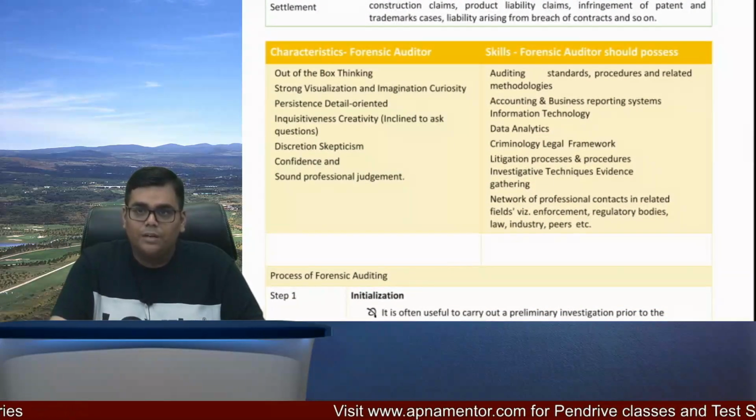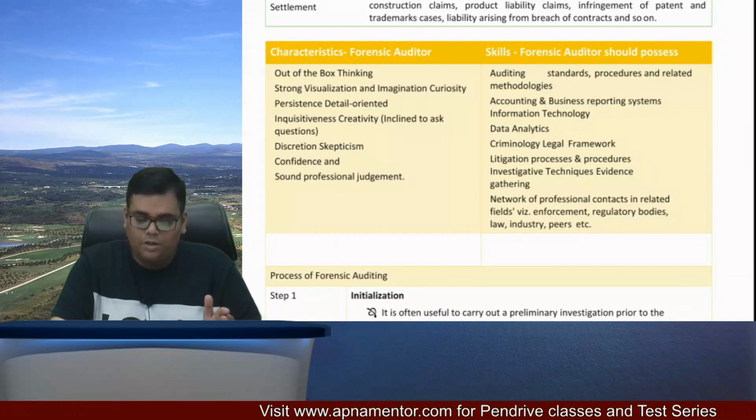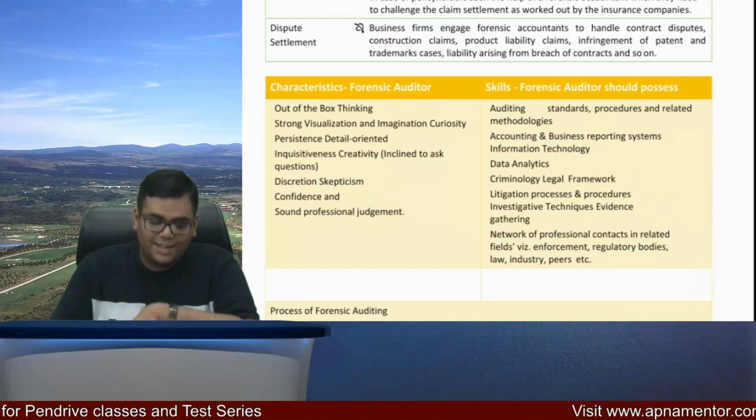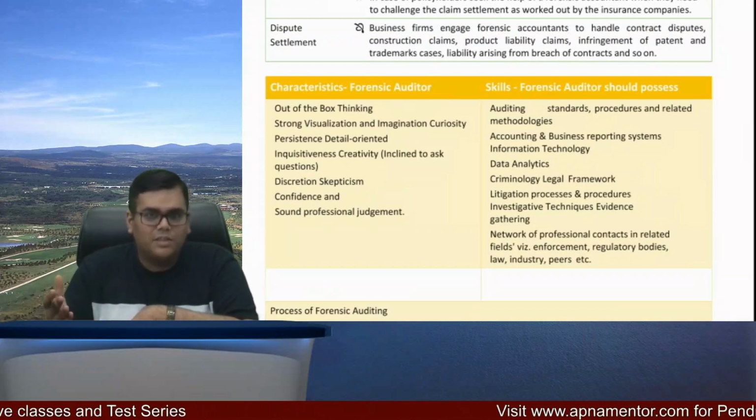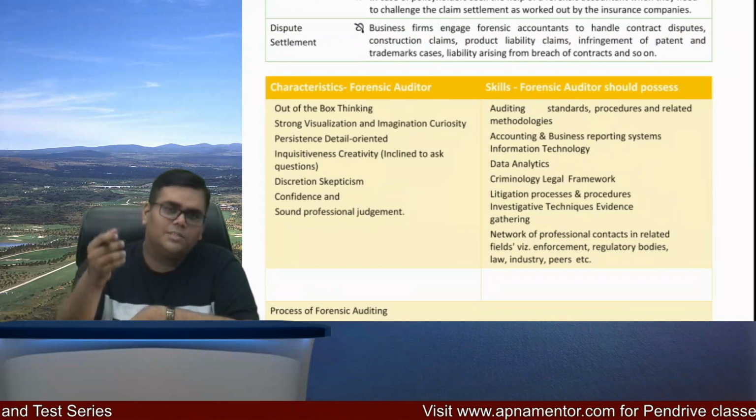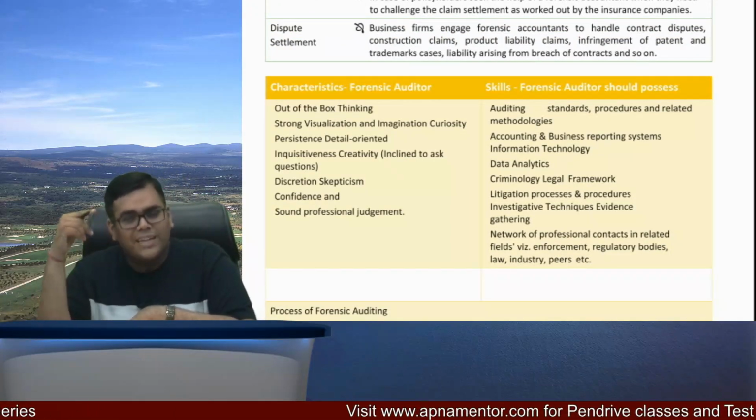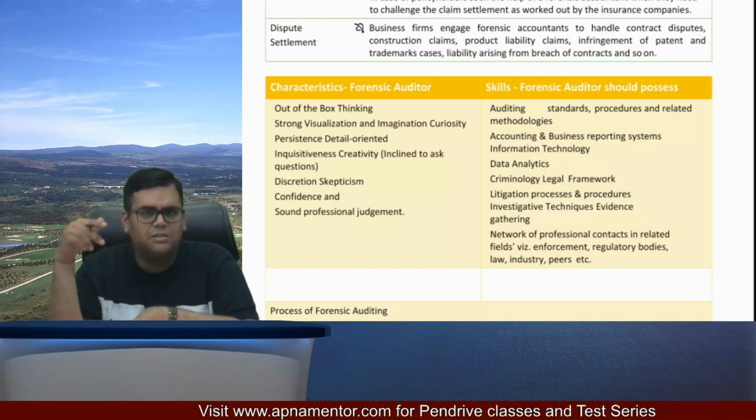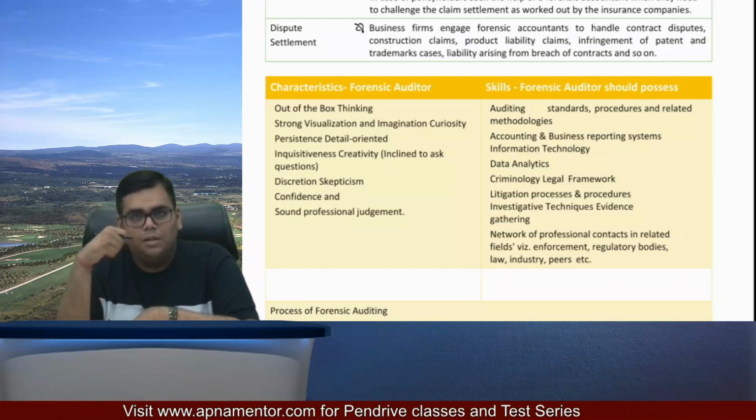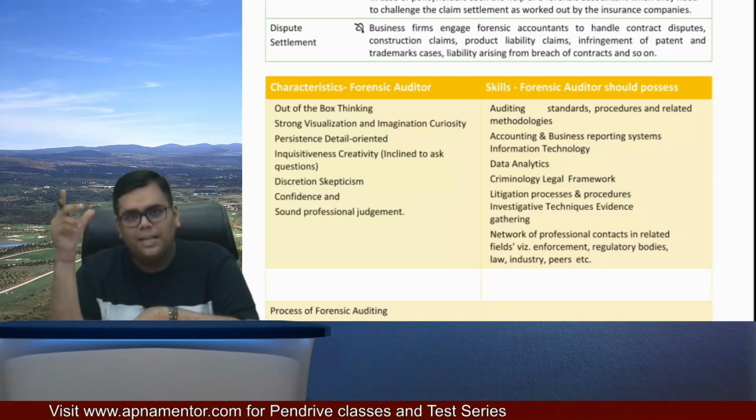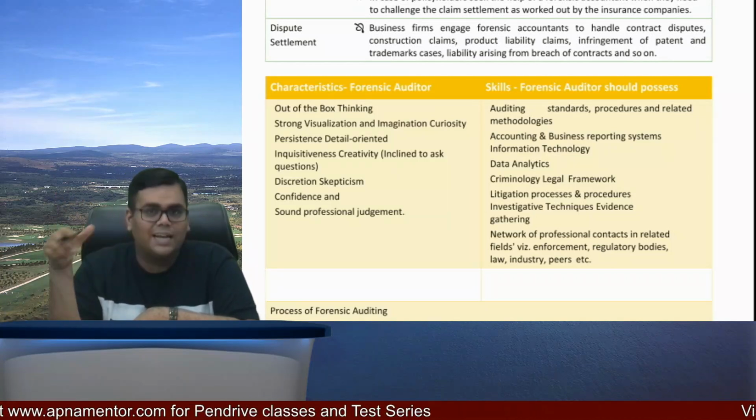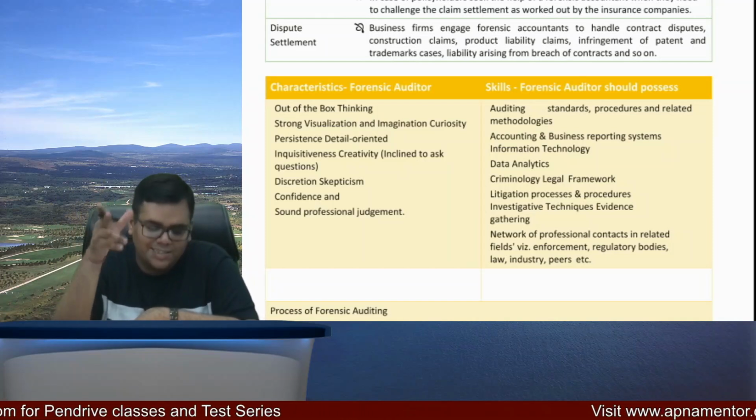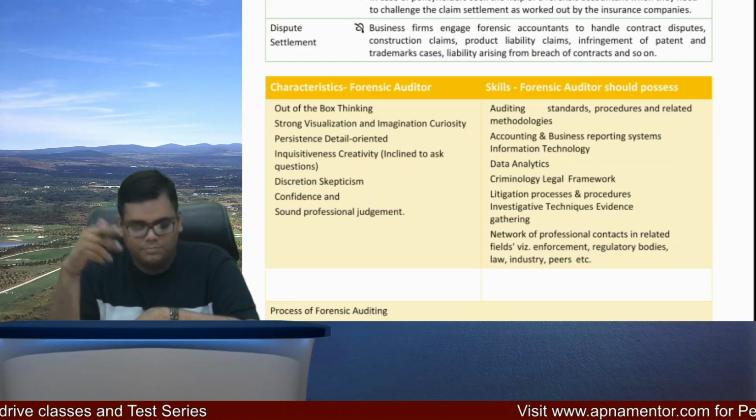Then after that, what are the characteristics of a forensic auditor? What are the skills that a forensic auditor should possess? So, talking about the characteristics of a forensic auditor: normal thinking is not going to be sufficient. You should have out of box thinking, right? Extraordinary thinking, strong visualization, strong imagination. Only then can you find the facts. For example, I told you how fraud was detected in the case of the insurance company. So you should have out of box thinking, strong visualization, imagination, curiosity.